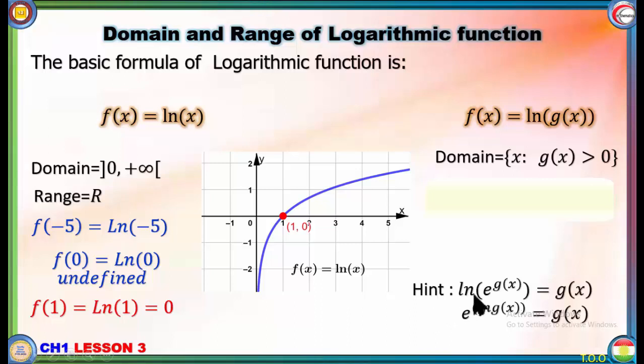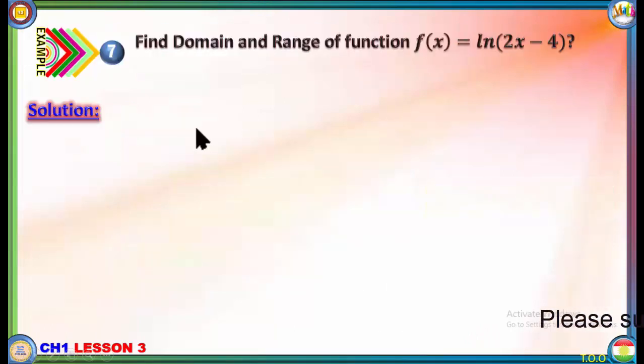Be careful. ln of e to the power g(x) is g(x). We can cancel ln and e. e to the power ln g(x) is equal to g(x), by cancelling e with ln.